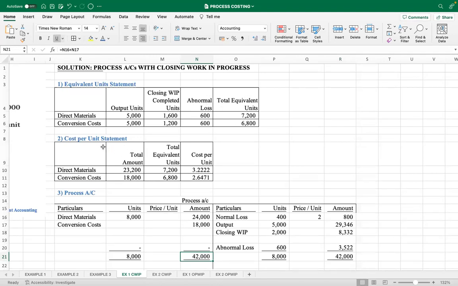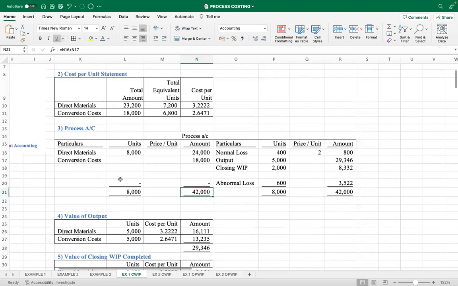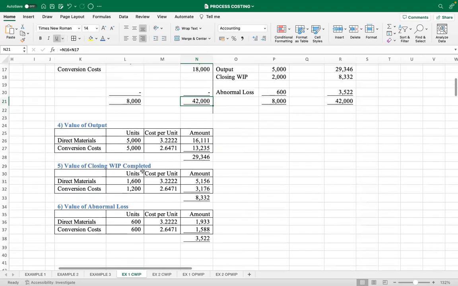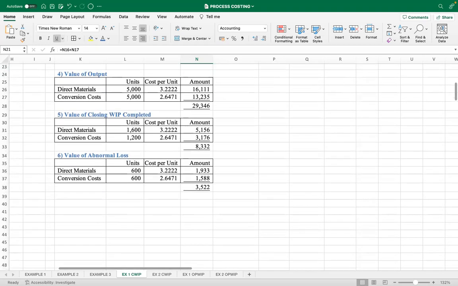Number two, you need to prepare the cost per unit statement. The cost per unit statement is given there: total amount, total equivalent units, and cost per unit. And then now we go to process accounts. For process accounts, you also just do it using the same approach.